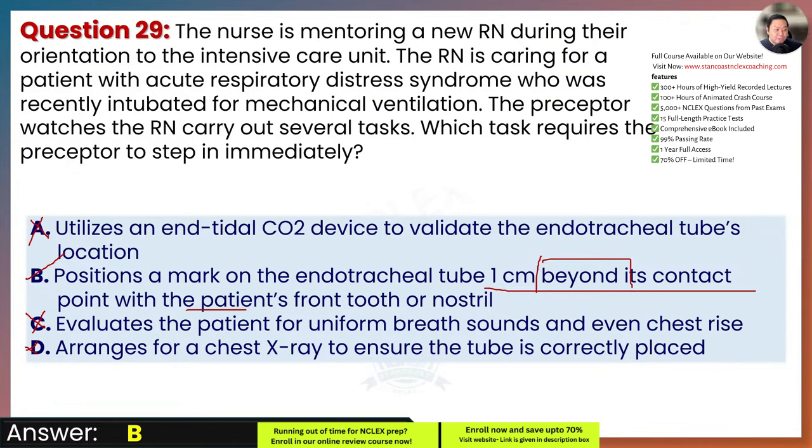Now, what about letter D? Arranges for a chest x-ray to ensure the tube is correctly placed. Yes, of course. After intubation, it is a must to request a chest x-ray. And this is also the gold standard for confirming endotracheal tube placement. And this will give us visual confirmation that the tube is in the correct position within the trachea. Okay, this is based on evidence-based practices, and this is also going to enhance the patient's safety and will also ensure that the endotracheal tube is positioned correctly.